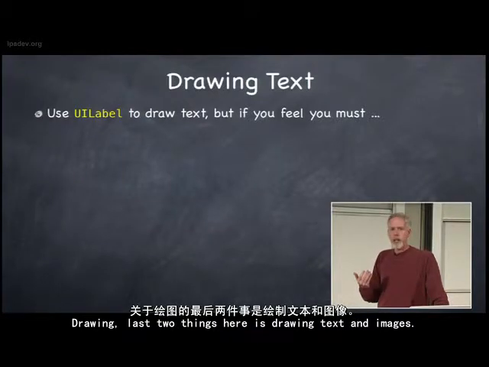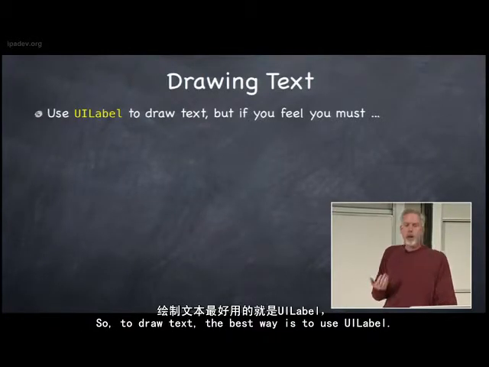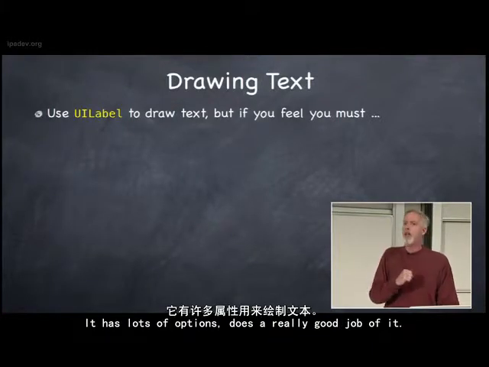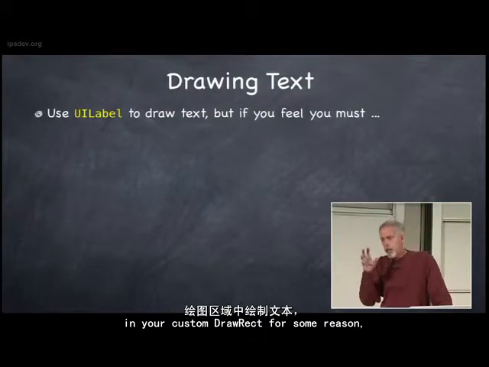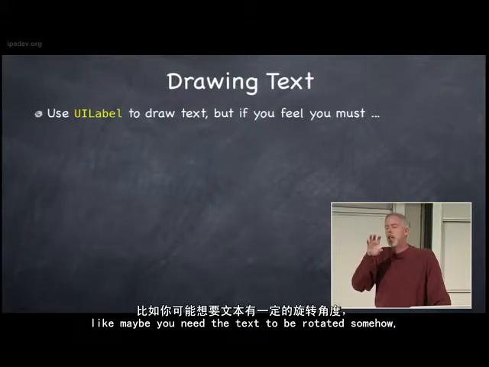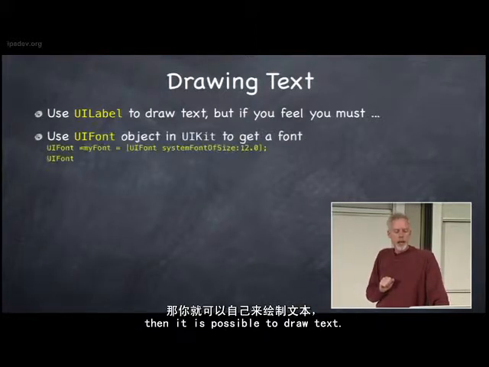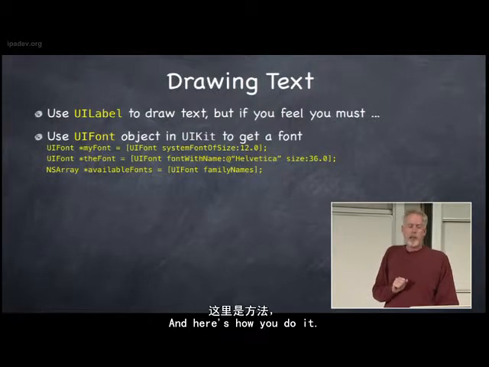Last two things here are drawing text and images. To draw text, the best way is to use a UILabel. It draws text really well, has lots of options, and does a really good job of it. But if you need to actually draw text in your custom drawRect for some reason, like maybe you need the text to be rotated somehow, or you can't really sit it as a subview in your view, then it is possible to draw text, and here's how you do it.